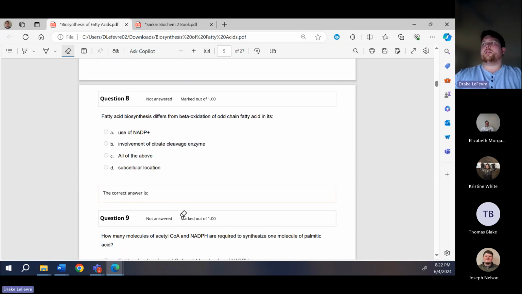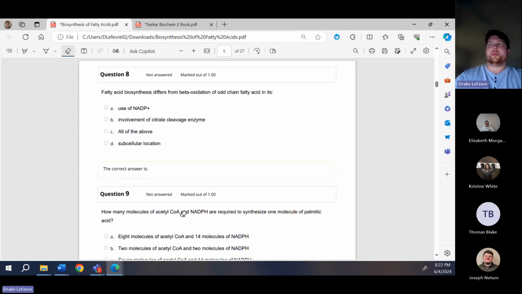We're going to try and go a little quick because there's a lot of questions here. We'll see how many we can get through. Fatty acid biosynthesis differs from beta oxidation of odd chain fatty acid in its use of NADPH, involvement of citrate cleavage enzymes, all of the above, subcellular location.